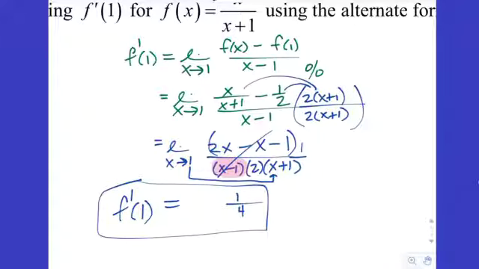So the alternate form, it could be used just like the modified form to find slopes at a single point. It's the disposable version, though.